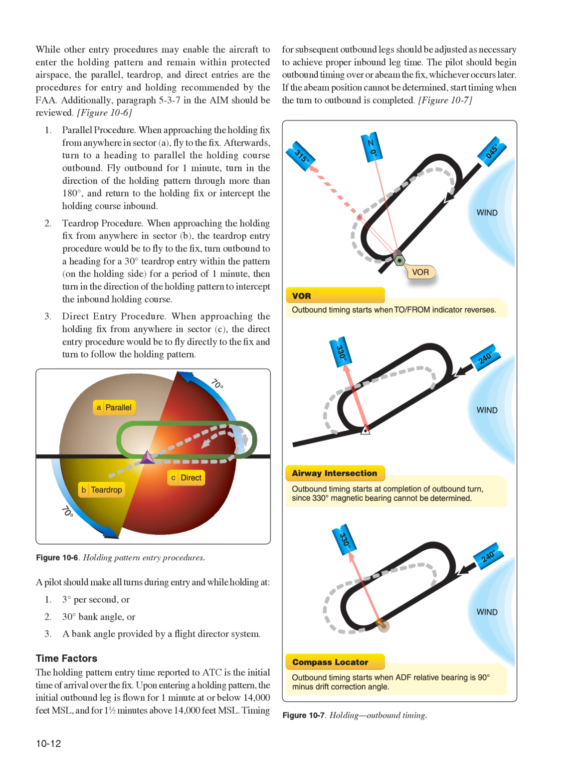2. Teardrop procedure. When approaching the holding fix from anywhere in sector B, the teardrop entry procedure would be to fly to the fix, turn outbound to a heading for a 30 degree teardrop entry within the pattern, on the holding side, for a period of 1 minute, then turn in the direction of the holding pattern to intercept the inbound holding course.